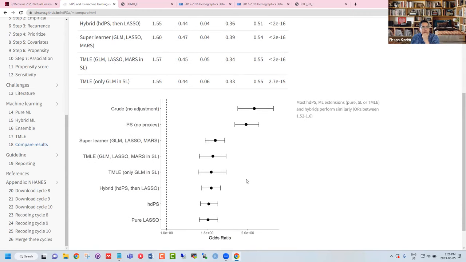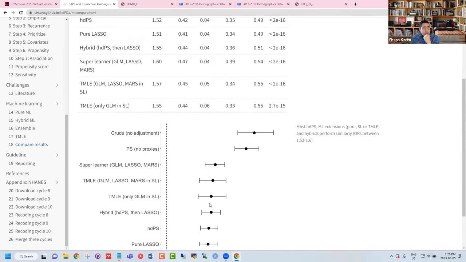But when you used the high dimensional propensity score information, that means that I have used the proxies, the estimates are different than the regular propensity score estimates. And as I have explained, the ways I have used the propensity score estimates are very different. So for example, this is the regular high dimensional propensity score estimate, and the estimate is 1.52.